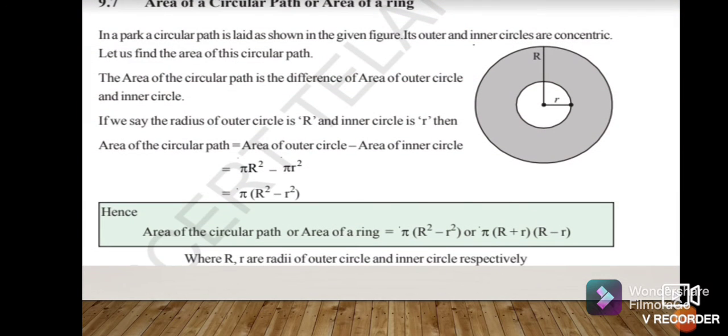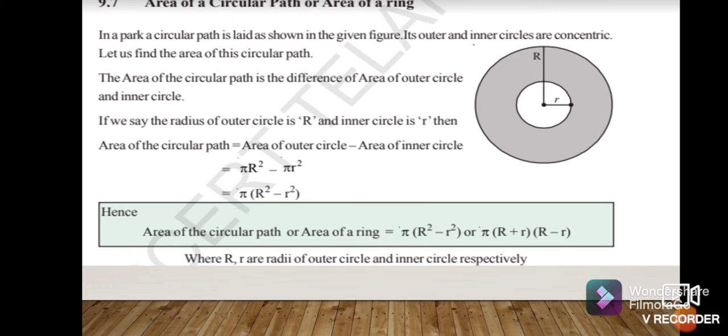Now let us take this figure. Observe that figure. In a park, a circular path is laid as shown in the given figure. Its outer and inner circles are concentric. Let us find the area of this circular path. The area of the circular path is the difference of the area of the outer circle and the inner circle.